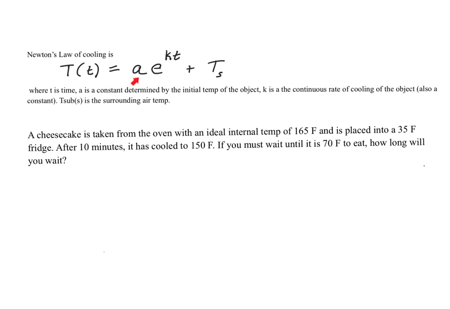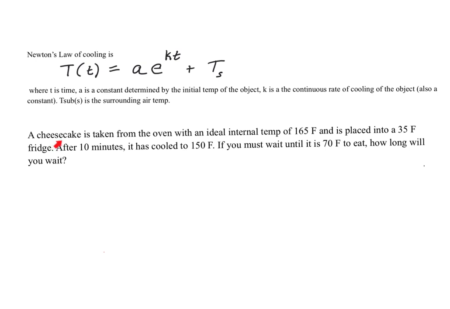A is a constant. E is our favorite now, next to pi, transcendental number. K is a constant, and then t is another time. So this is how much time since something started to cool. And then T sub S, this is the environment in which it's cooling, whatever temperature it's being exposed to.